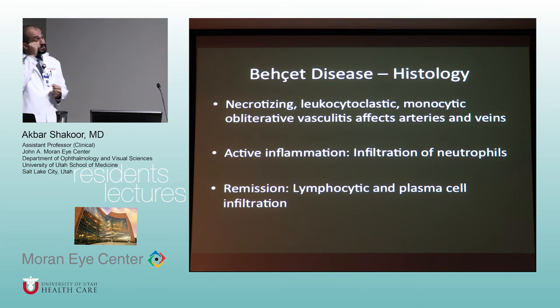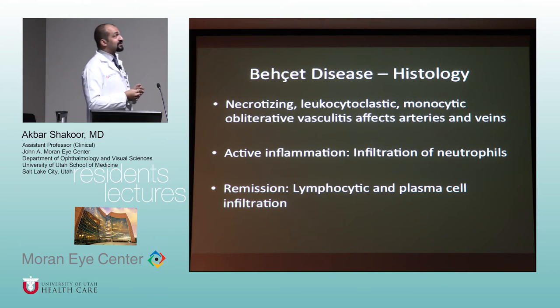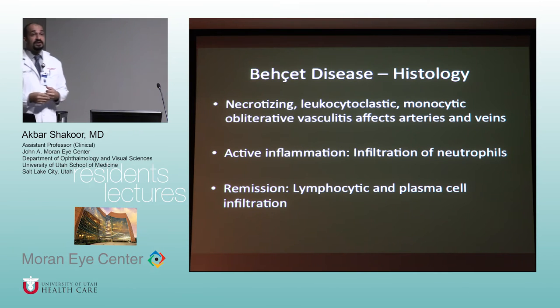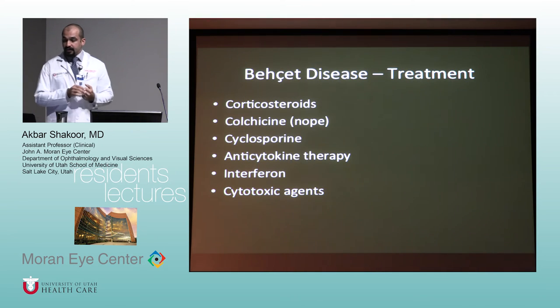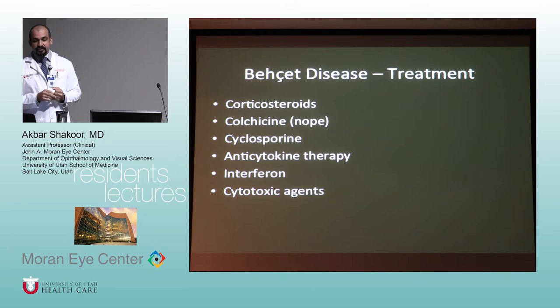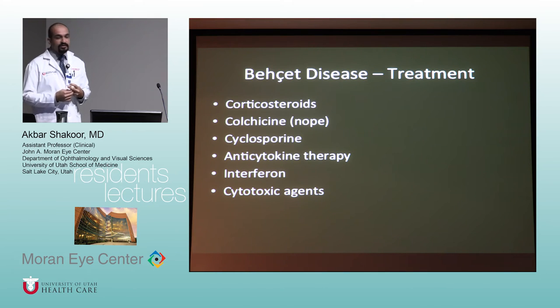Histologically, it's a necrotizing leukocytoclastic monocytic obliterative vasculitis and affects both the arteries and veins, but it's primarily an arteritis. There's infiltration of neutrophils when it's an active inflammatory process, and there is a process of remission. So corticosteroids do work, and they work really well. Colchicine was thought to be useful for systemic disease. I don't use it because it's useless.